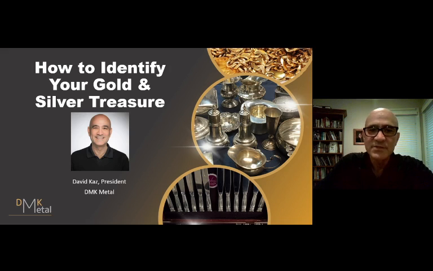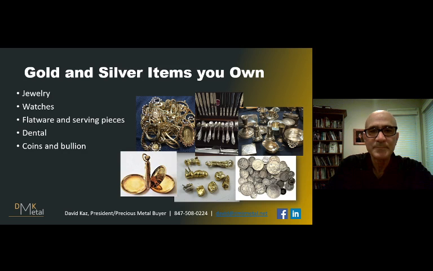I work with clients who are selling their unwanted gold and silver, and I like to inform and educate as I go. This video will do a good job of educating you to identify your own treasures in your own home. The most common things you probably own include jewelry, both gold and silver, old watches, flatware, serving pieces, other sterling items, dental gold, as well as old coins and bullion.